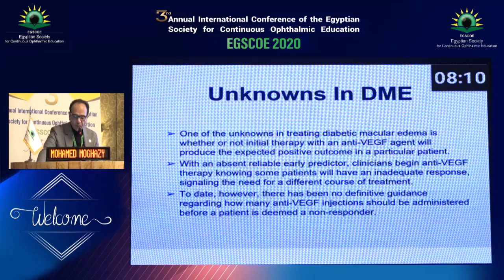So one of the unknowns in treating diabetic macular edema is whether or not initial therapy with an anti-VEGF agent will produce the expected positive outcome in a particular patient. With an absent reliable early predictor, clinicians begin anti-VEGF treatment, knowing some patients will have an inadequate response, signaling the need for a different course of treatment. To date, however, there has been no definitive guidance regarding how many anti-VEGF injections should be administered before a patient is deemed a non-responder.